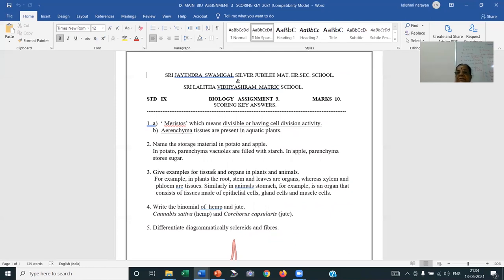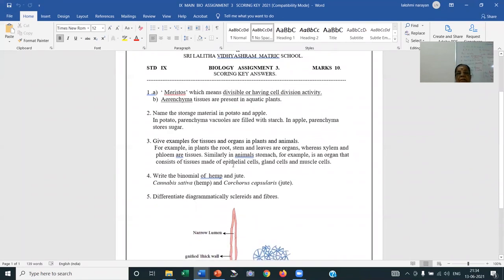Parenchyma tissues are present in aquatic plants. Normally these parenchyma tissues are at different locations, as I said. Cells filled with chloroplast are chlorenchyma. With air spaces, aerenchyma. And then with storage material, it is storage parenchyma. I hope you remember that. And then these are the examples. Sorry, question answer. In potato, parenchyma vacuoles are filled with starch. In apple, it is with sugar.